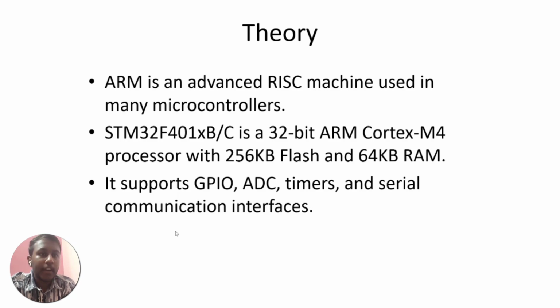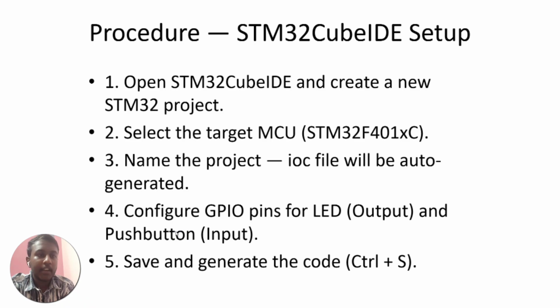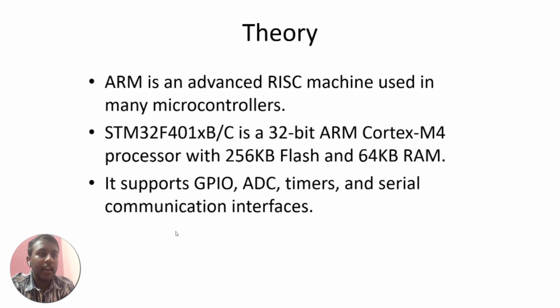Now moving to the theory part, let's see the theory behind this. ARM stands for Advanced RISC Machine, which uses a reduced instruction set for high performance and low power. The STM32F401 is based on the ARM Cortex M4 processor. It has 256 KB flash memory, 64 KB RAM and several GPIO pins that can be used for inputs and outputs. In this experiment, we configure one GPIO pin as input for the push button and another GPIO pin as output for the LED. When we press the button, the ARM processor reads the input signal and turns the LED on or off through the output pin.